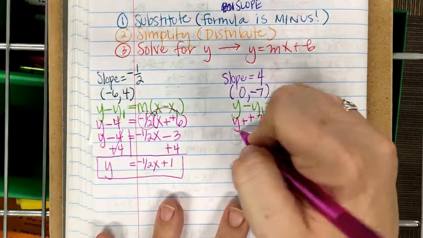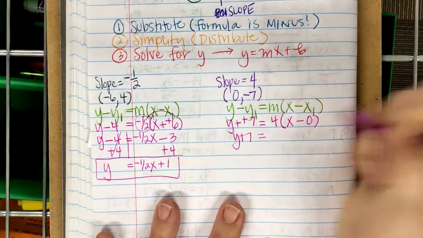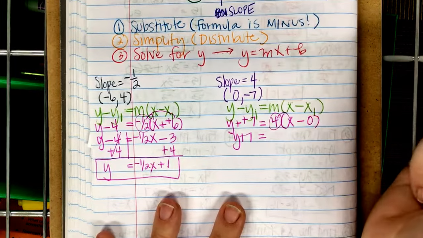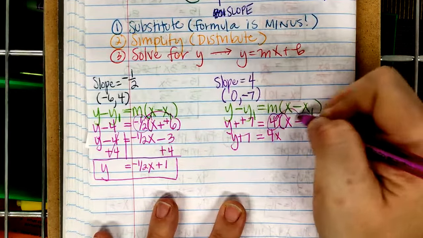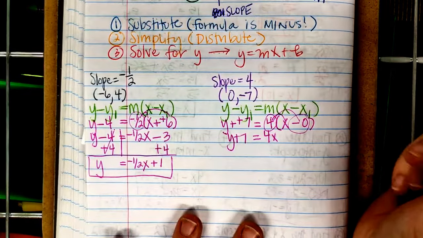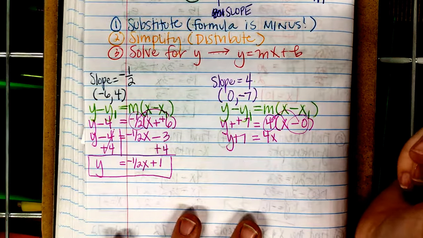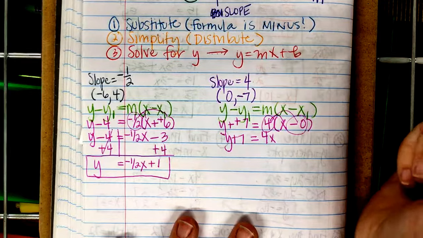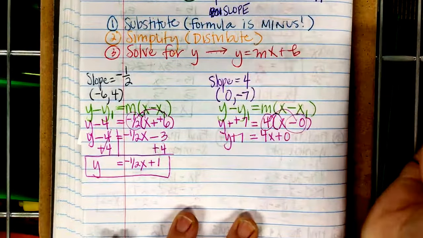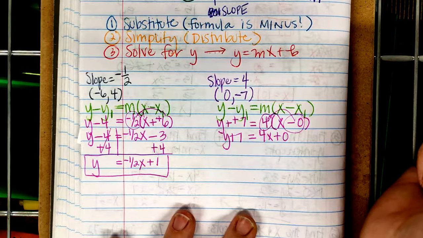All right, so I have y plus 7 equals, now I'm distributing, what's 4 times x? 4x. And what's 4 times -0, or 4 times 0 is? Do I need to put it? No. Could you? Yeah. I mean, it's fine. Doesn't matter.